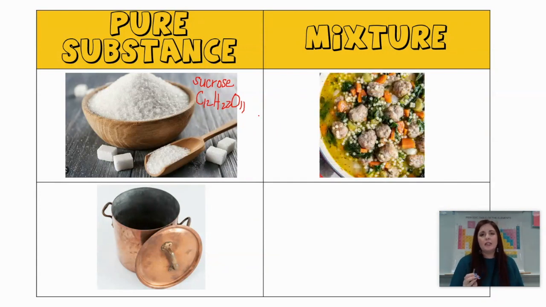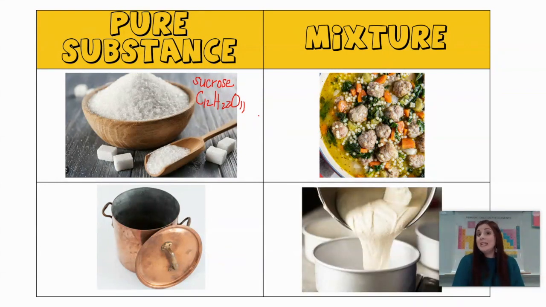Mixtures. I love a good Italian wedding soup. I swear I make one of the best Italian wedding soups. But this is an example of a mixture. I think it's very obvious that we know this is a mixture. It's got a whole bunch of different things that comprise it. There's carrots, there's meatballs, there's pasta, there's broth, and we can see those different parts.